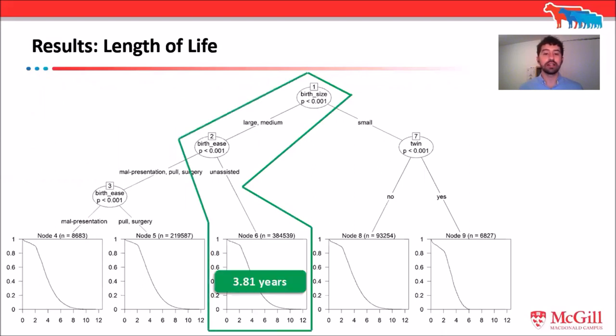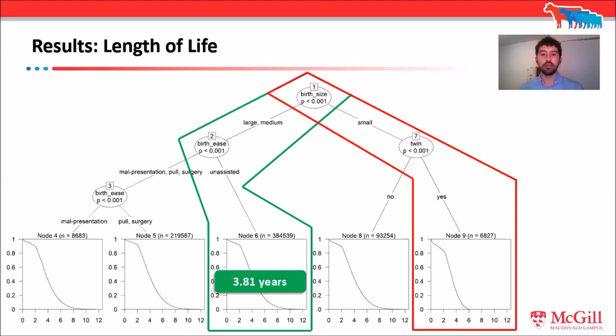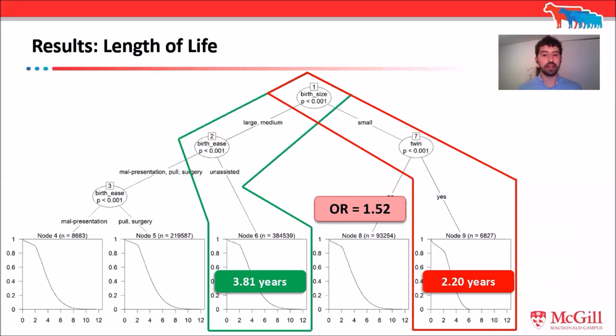Now, if we jump to the results, starting on length of life, what we found is that an animal that had a large or a medium size at birth and had an unassisted birth had the highest length of life. Those animals had on average a length of life of 3.81 years. And on the other hand, animals that had a small size at birth and were in a twin birth had the shortest length of life, and on average, their length of life was 2.20 years. This group also had an odds ratio of being culled of 1.52 times greater than the group with the highest length of life. And on average, they stay in the herd 1.6 years less than the animals in the highest length of life group.